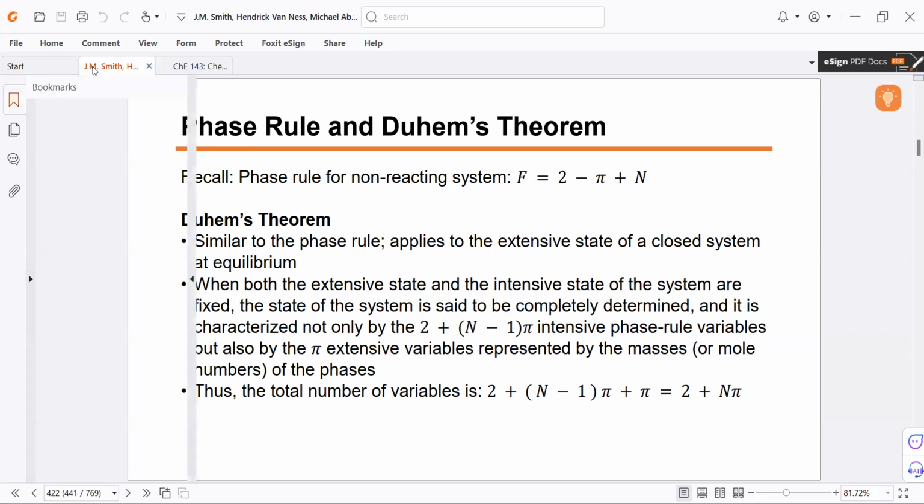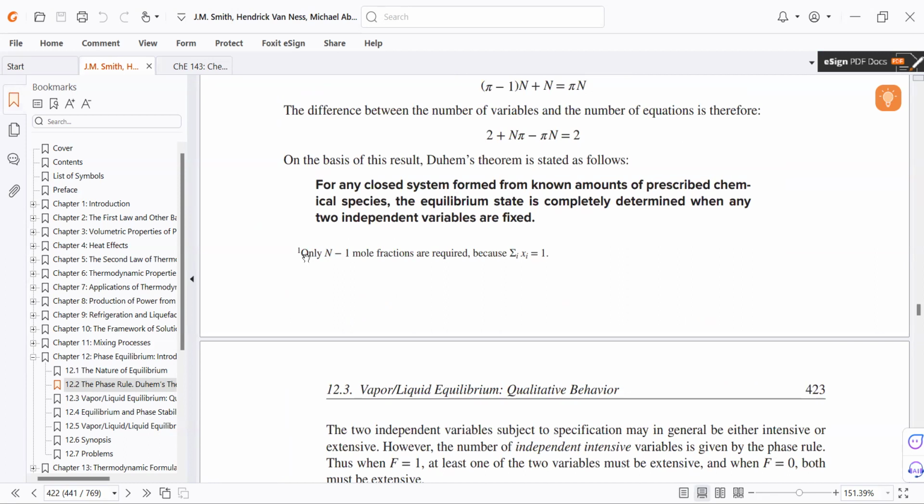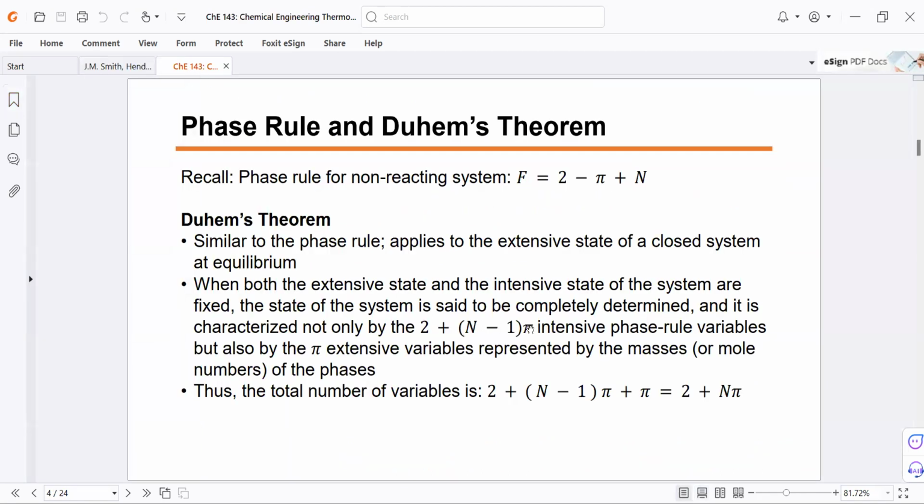It's because, let me go to the book right here. Only n minus 1 mole fractions are required, because if we sum all of the mole fractions, it is equal to 1. So we only need n minus 1 mole fractions. And the last one is we multiply that n minus 1 with the number of phases. So expanding this expression would give us the phase rule. So I hope you remember that.